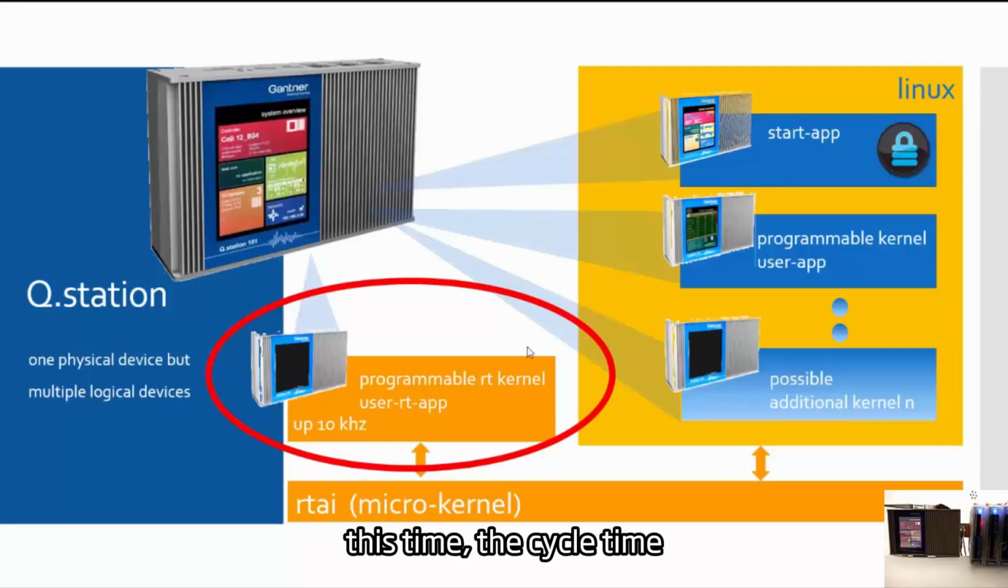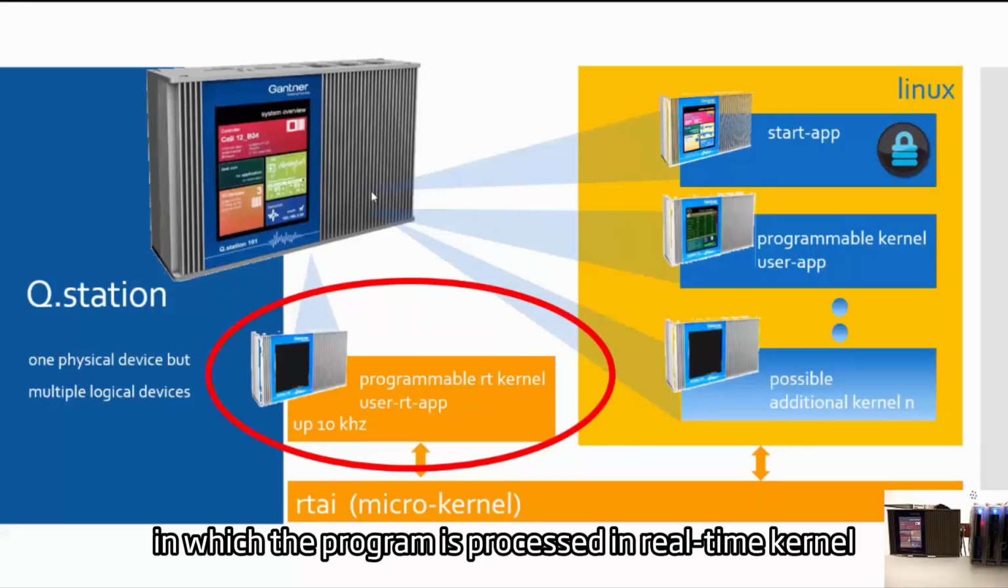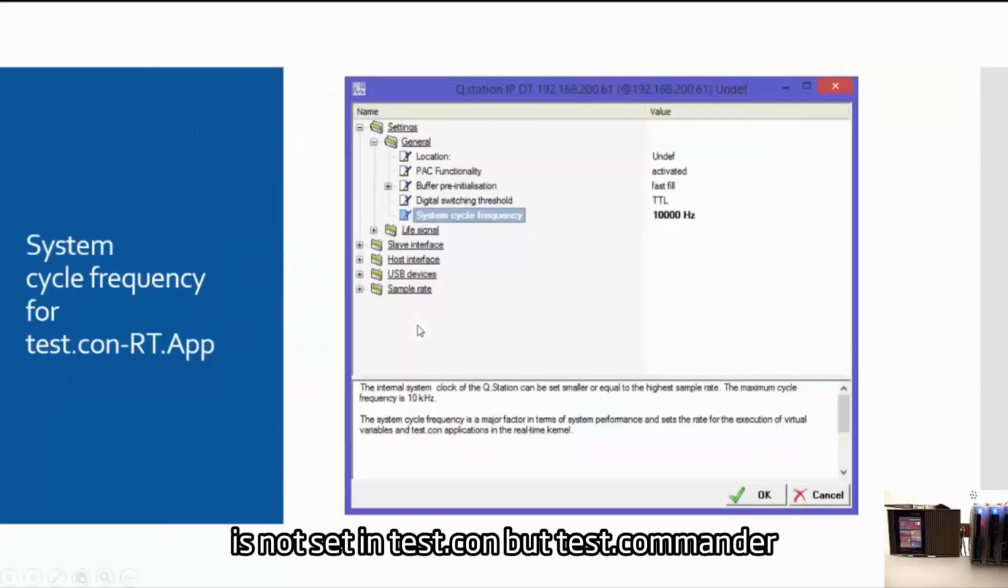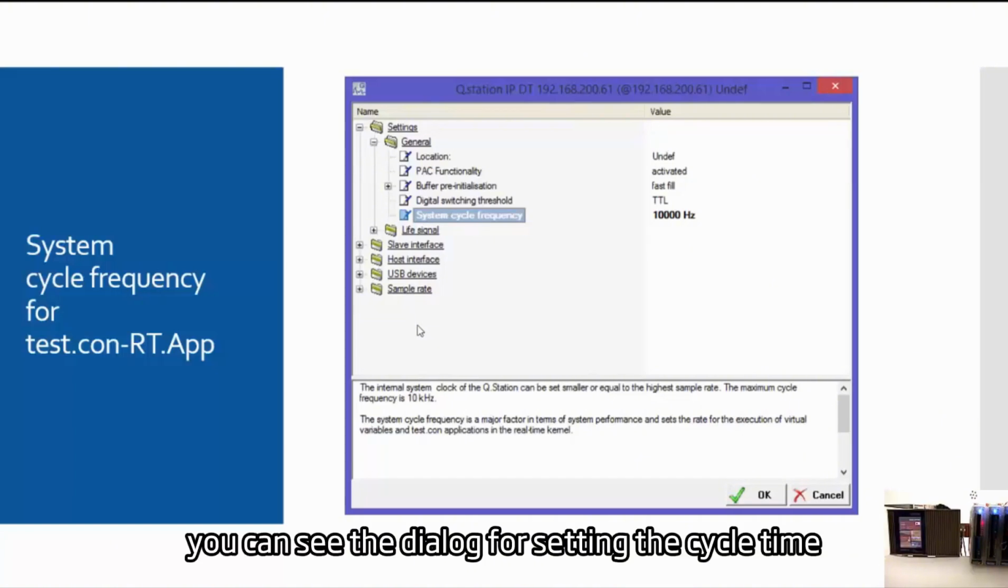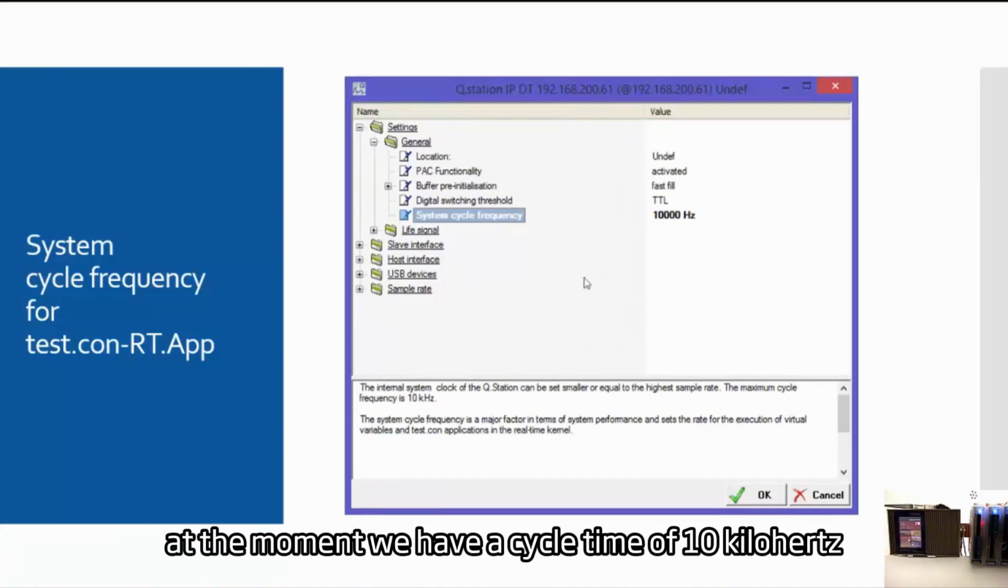This time, the cycle time in which the program is processed in the real-time kernel is not set in test.con, but test commander. On the screen you can see the dialog for setting the cycle time. At the moment we have a cycle time of 10 kHz.